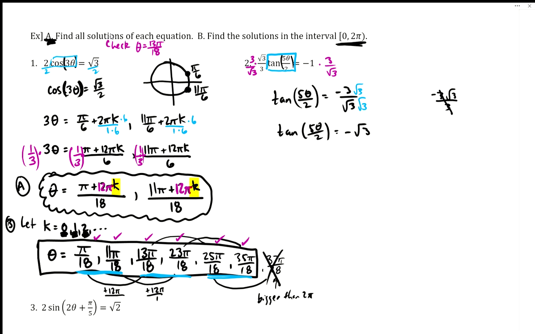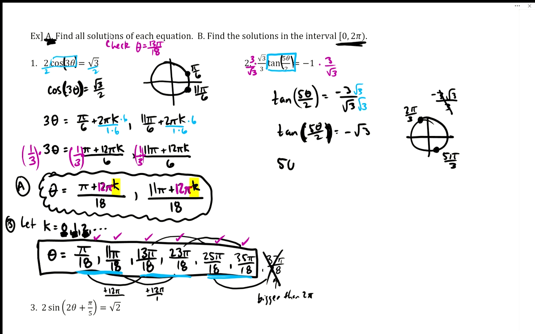And then tangent, now I have a trick with tangent. If tangent has the square root of 3 as an answer, I know that in radians, the denominator should be 3. And where I have denominators of 3, where tangent is negative would be in quadrant 2 and quadrant 4. So 2 pi thirds and 5 pi thirds is where those angles would match for where tangent is negative radical 3. So that means this angle, this 5 theta over 2, should equal those two angles.